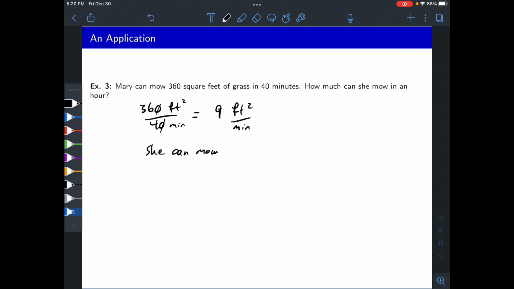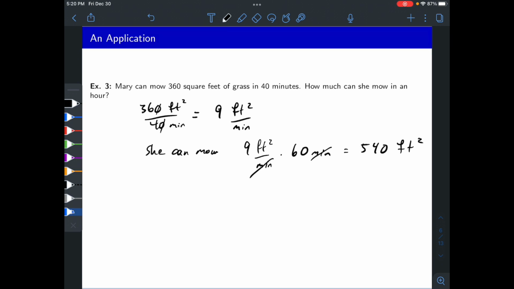So she can mow 9 square feet per 1 minute times 60 minutes, which is equal to, well, 9 times 6 is 54, so tack on a 0, and you would get 540 square feet of grass. Note that the units of minutes are canceling out here, and you're just going to end up with square feet.